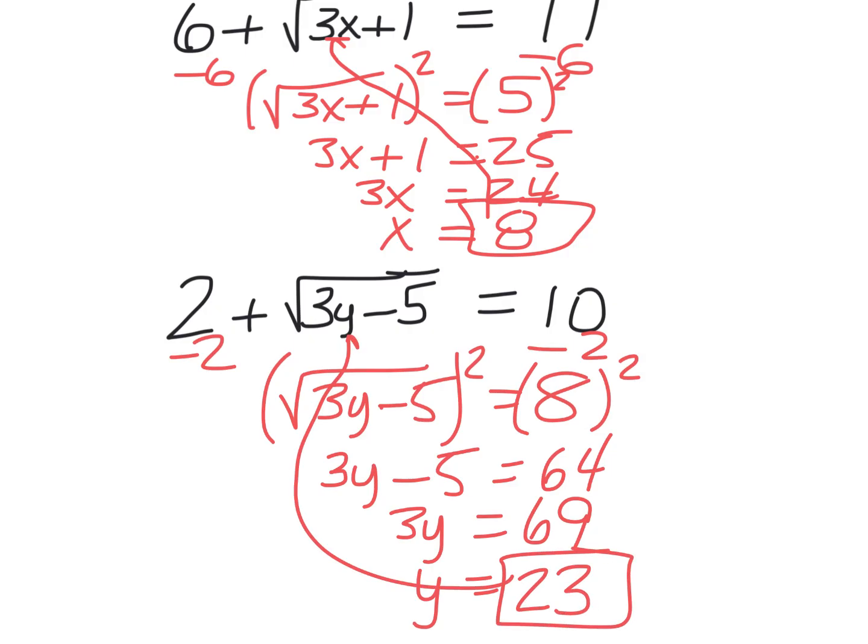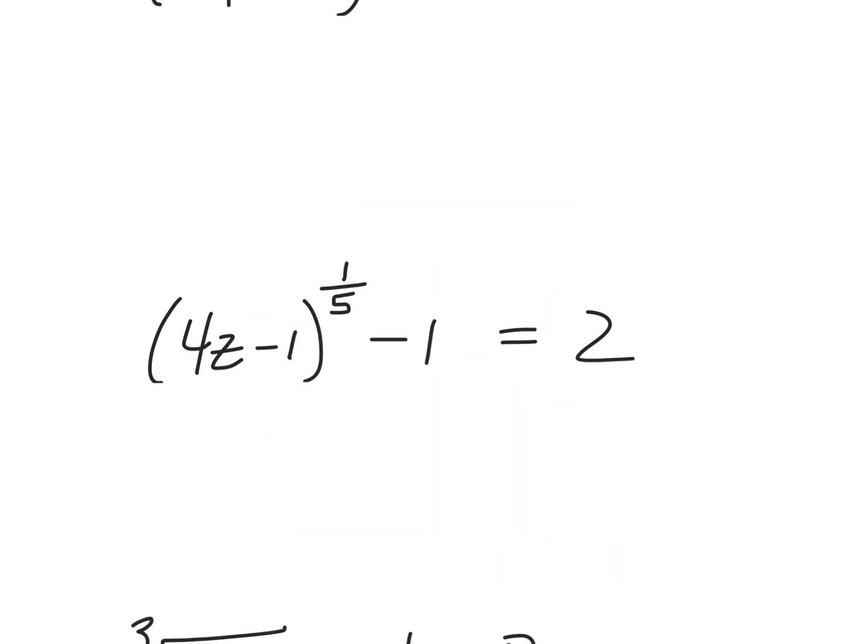Checking that, 3 times 23 is 69 minus 5, 64. Square root of 64 is 8, and 2 plus 8 is 10, so it does work, or check. Okay, a couple other examples. These have some different forms here.